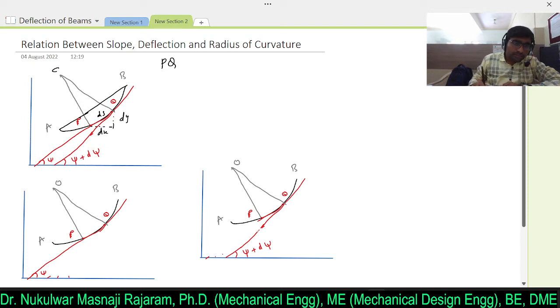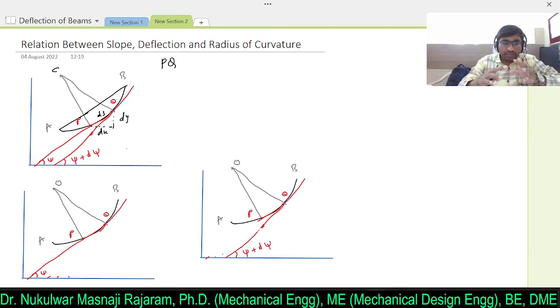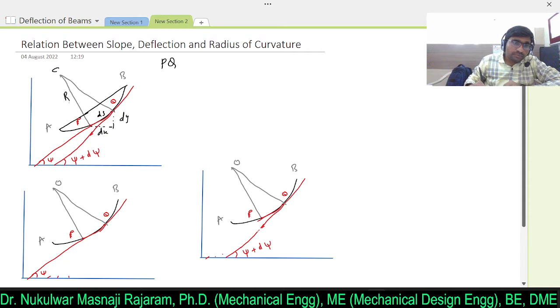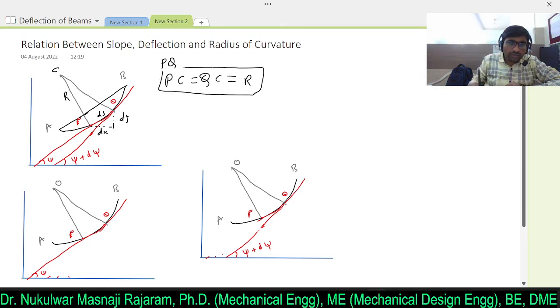Now I am considering the angle psi which the tangent makes at point P, and at point Q it is making the angle psi plus d psi. Clear? So let the curve AB represent the deflection of the beam. You might have seen this in the earlier video also. This will become the radius of curvature, CP, CQ, or you can say AC or CB. So all of these are nothing but the radius of curvature. So here I can write PC, or QC, equal to the radius of curvature.